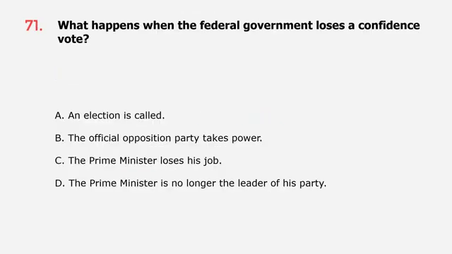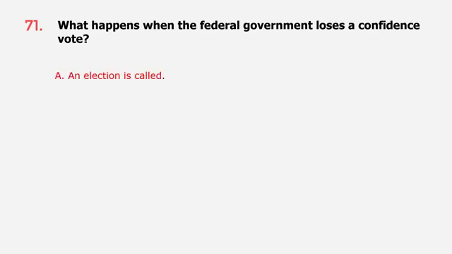Question 71. What happens when the federal government loses a confidence vote? A. An election is called. B. The official opposition party takes power. C. The Prime Minister loses his job. D. The Prime Minister is no longer the leader of his party. The answer is A. An election is called.